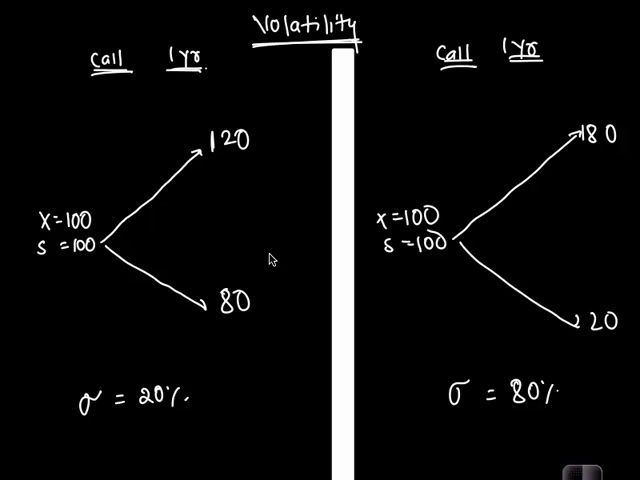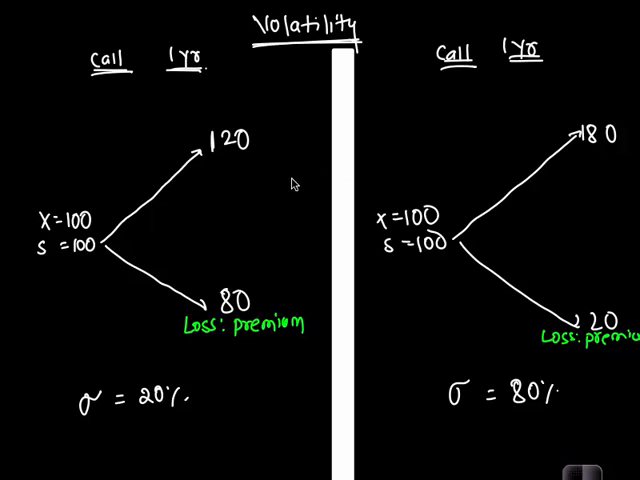Now imagine when it is at the lower node, when it is 80, we will have a loss. But what is the loss? Whatever premium we paid, we are going to lose that. Which means it doesn't matter how much it falls down. Once it is below the strike price, no matter whether it is 100 or 90 or 80 or 70 or 60, your loss is maximum premium. It will never be more than that.